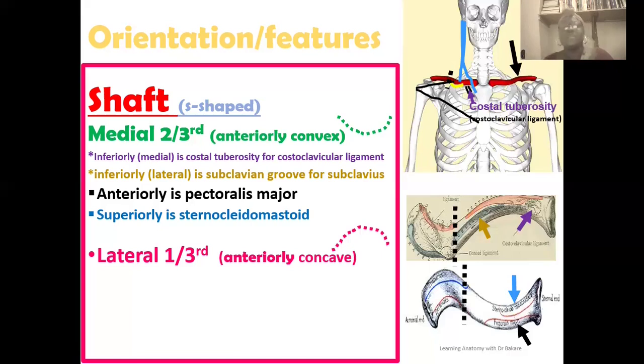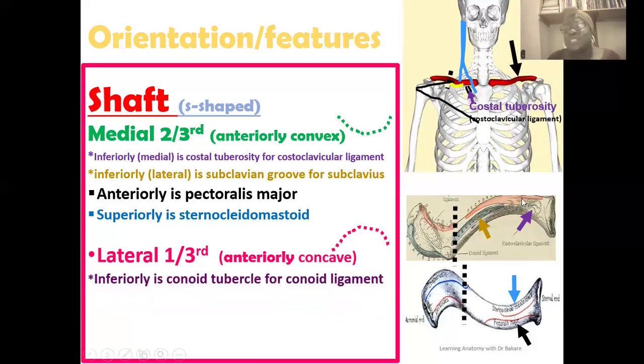So now let's go to the lateral one-third. For the lateral one-third, at the inferior border, we have the conoid tubercle. So let's use this middle image here to illustrate this, because this image is showing the inferior border of the clavicle. Remember, we already divided the clavicle using this alignment where we have the medial two-third and the lateral one-third. So for the lateral one-third, we have the conoid tubercle here, marked in purple. This conoid tubercle is a tubercle that is created for the conoid ligament.